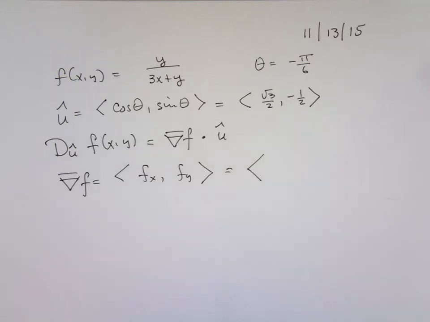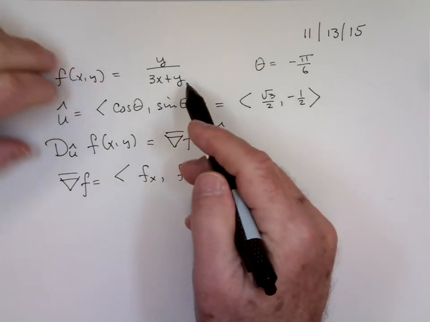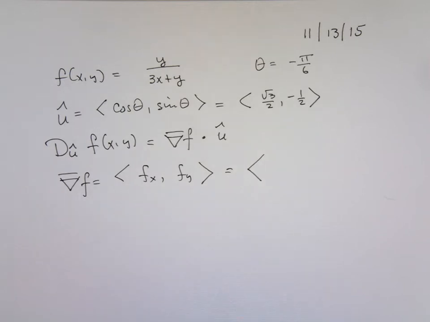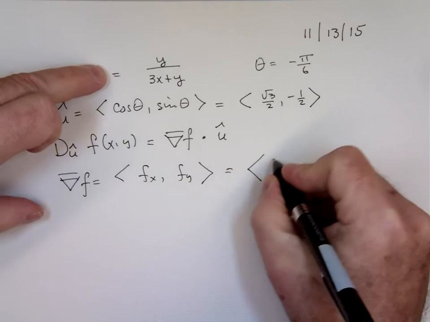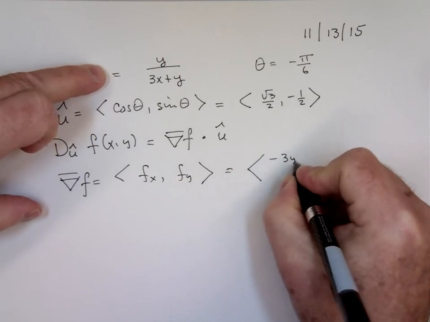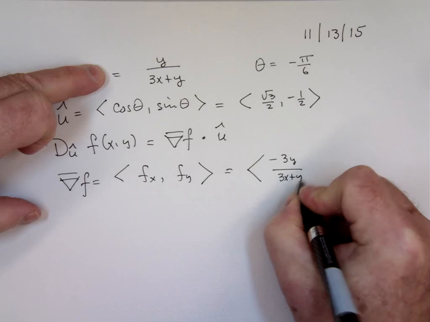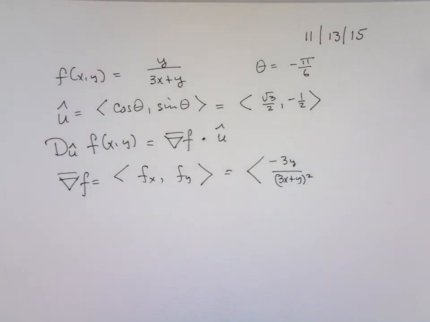All right, partial derivative with respect to x. We're going to do what Liam just said. Consider this as y times the quantity 3x plus y to the negative first. Take that derivative. The negative 1 comes out, multiplies by y. Then you get 3x plus y to the negative second, and then times the derivative of 3x plus y, which is the 3. So you end up with negative 3y over (3x plus y) squared. That's the partial derivative with respect to x.